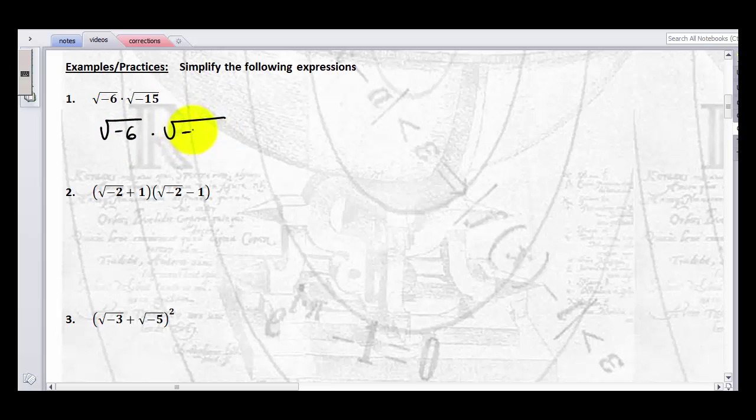In this first example, we want to simplify the product of these roots. Now you can see the square roots are not real, square root of a negative number. How do we do that? Well, let's take the square root of negative 6 times the square root of negative 15, and this is what you cannot do. Don't say this is the same thing as the square root of negative 6 times negative 15, because this is wrong.